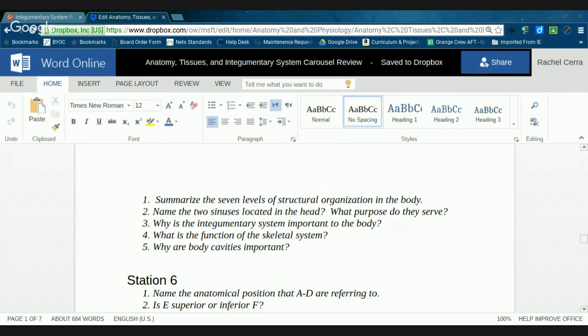The 2 sinuses located in your head would be the frontal and sphenoid sinuses. The purpose that they serve, we don't really know. Right now, we don't really know what purpose they serve. Really, no purpose. The integumentary system is important to your body for a couple of reasons.